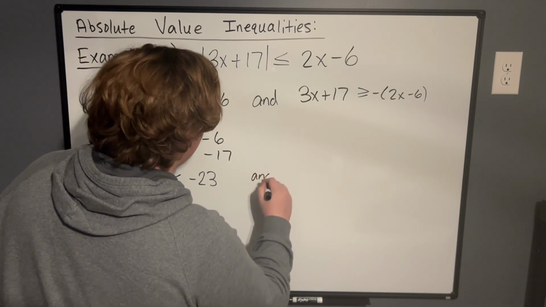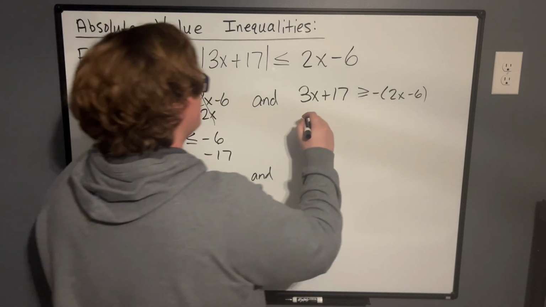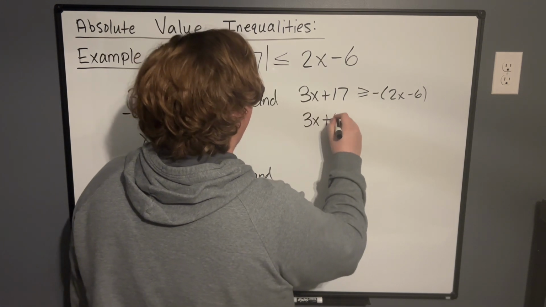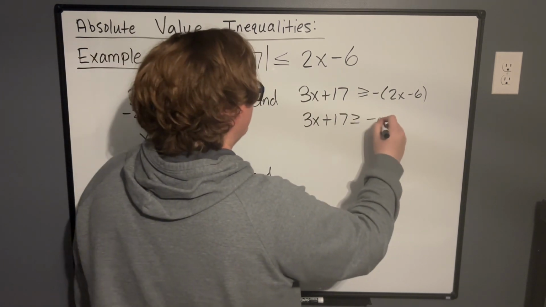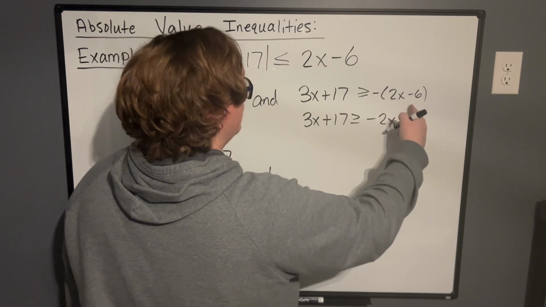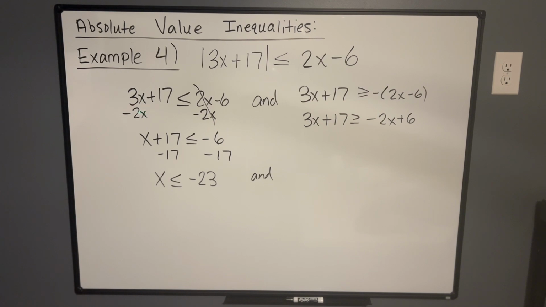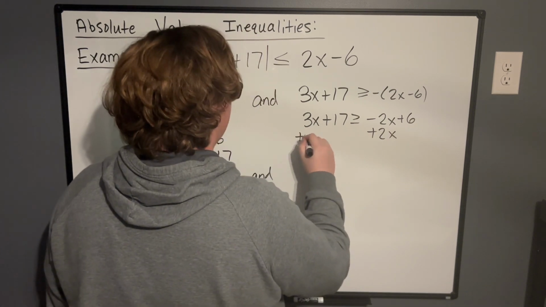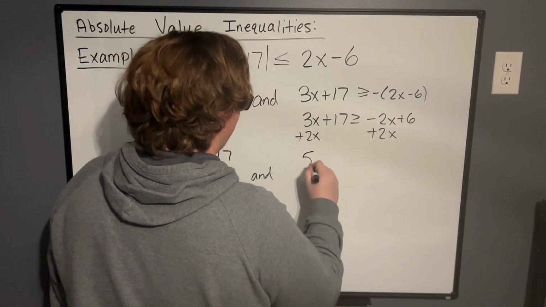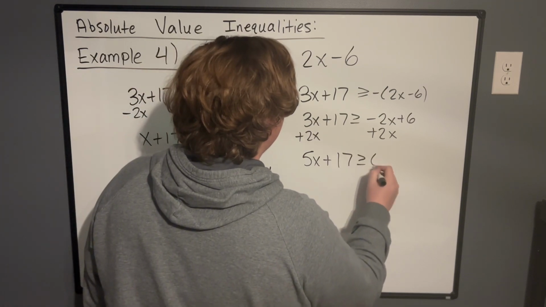And now I want to solve this side. So what I'm going to do is distribute that negative that we have on the right. If I distribute a negative, I get negative 2x, and then I get a plus 6. Okay? And now it's the same kind of thing. We want to get the x's on one side, the numbers on the other. So I'm going to add 2x to this side. So this gives me a 5x right here, plus 17 is greater than or equal to 6.